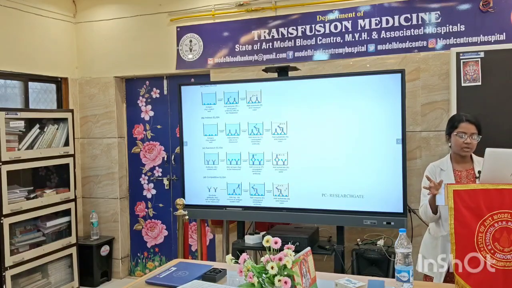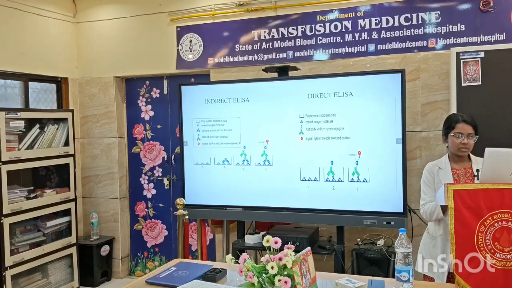This is sandwich ELISA. In competitive ELISA, we are going to incubate the antibody and antigen before we measure it. Then we are going to add it to the antigen coated well. Then we are going to add the secondary antibody, which is enzyme conjugated, and then we are going to add substrate and measure the color. So the most commonly used are direct and indirect ELISA.